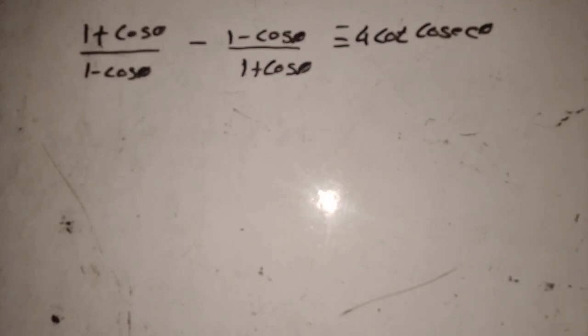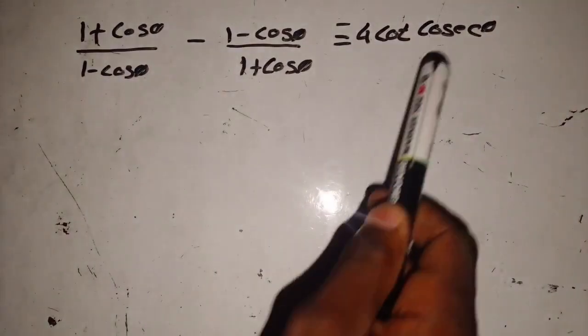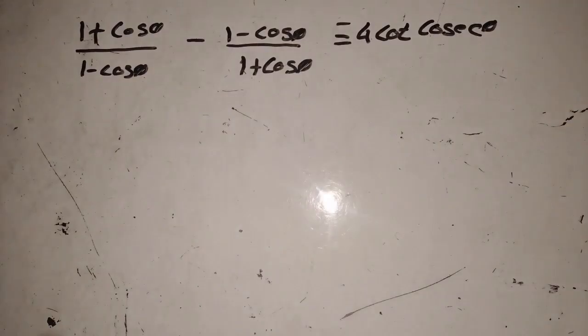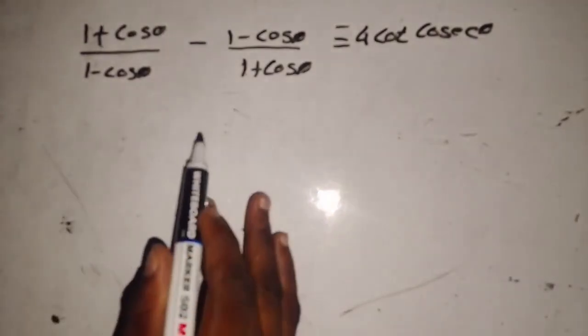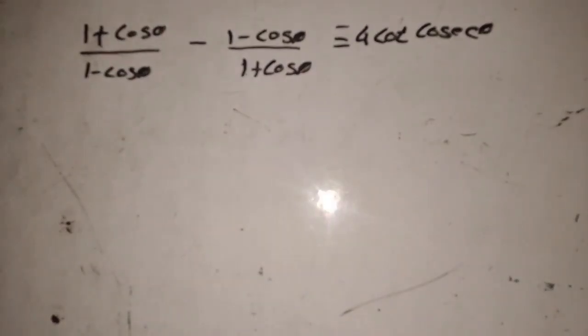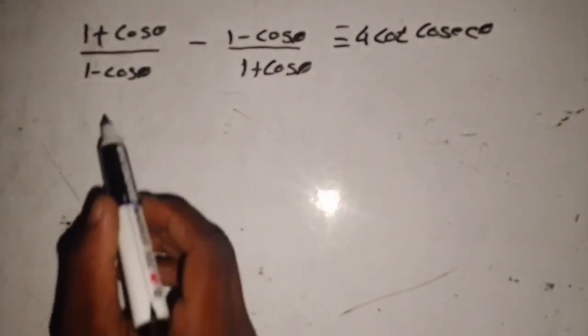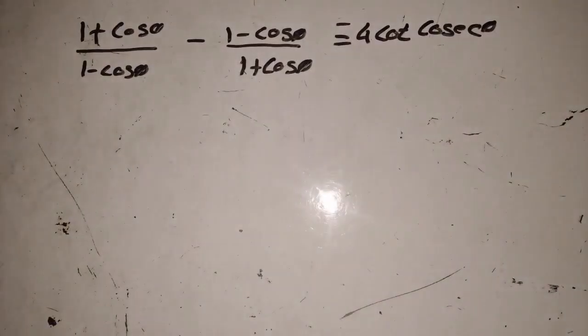Okay, so if you see here, this side is simpler to work with than this side, so we can start by working out this part. The question says prove that this is equal to this, and this carries 4 marks. So let's prove it. We can prove this by first looking for a common denominator. By common denominator, I mean a number that this and this can go into without leaving any remainder.